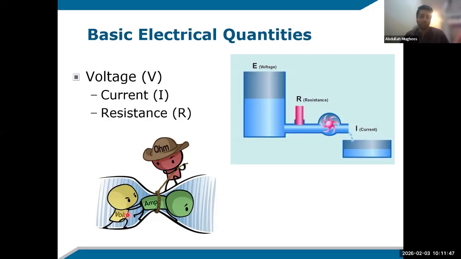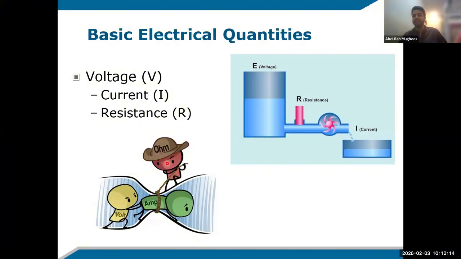But current needs voltage in the first place, right? So we need voltage indirectly. If there is not enough voltage, the current is not going to move, and there is not going to be enough current to drive whatever you want to drive. So voltage is very important. Even though current is the actual thing that drives all the components, voltage is the one that pushes that current.